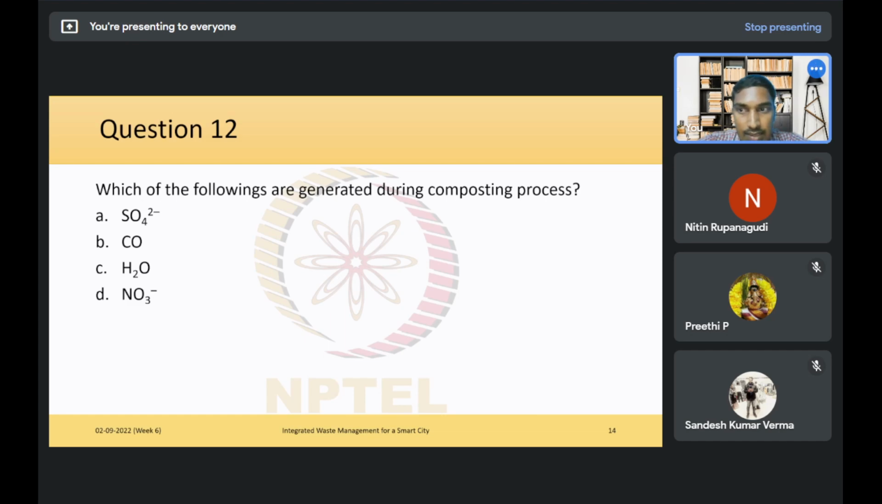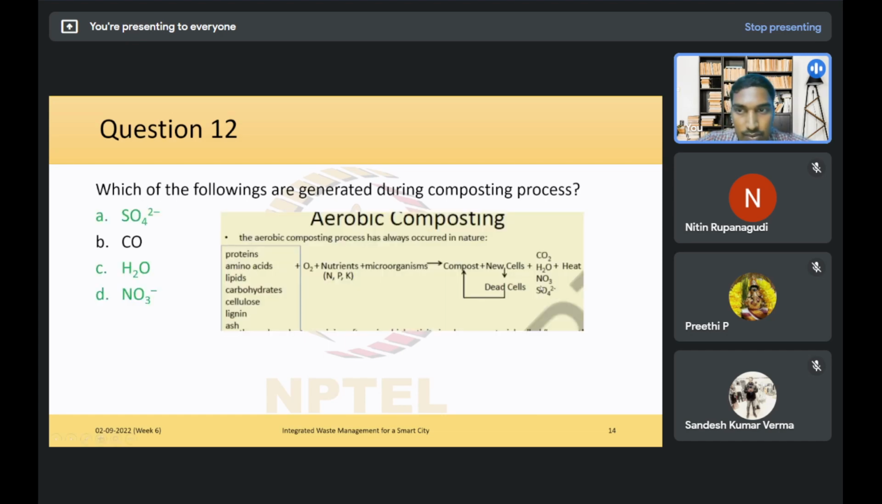Okay, so A, C, and D is in fact correct. So water, I think everyone knows, right? Water is one of the end products of the composting process. But in addition to that, we also have nitrate as well as sulfate, and we have carbon dioxide being generated.